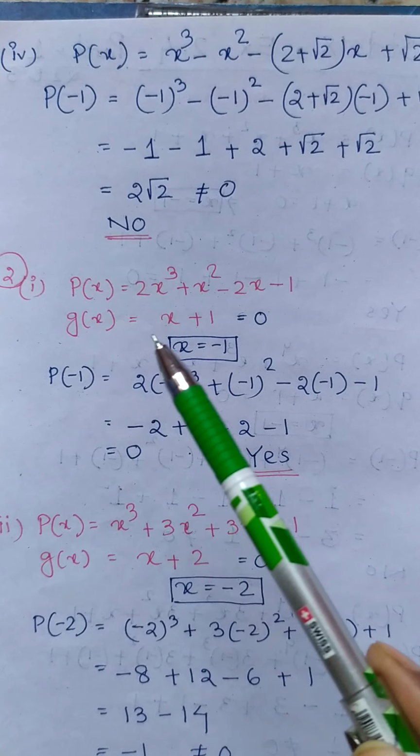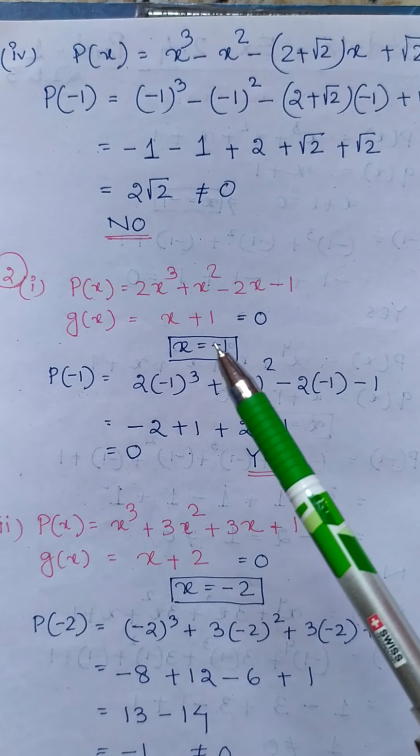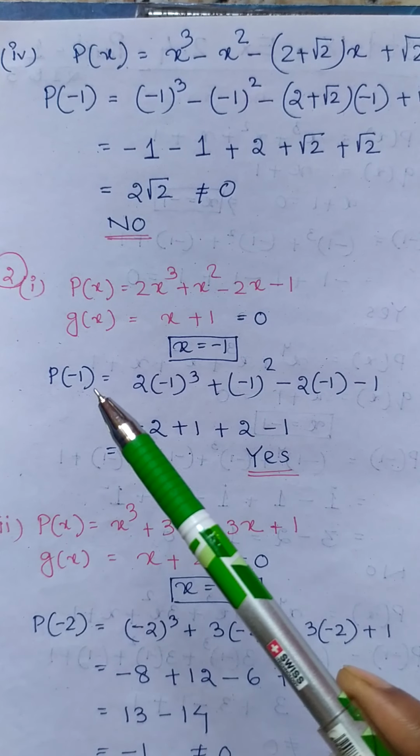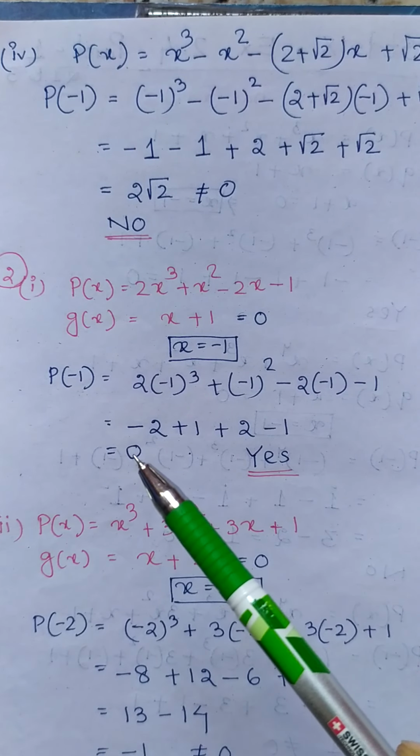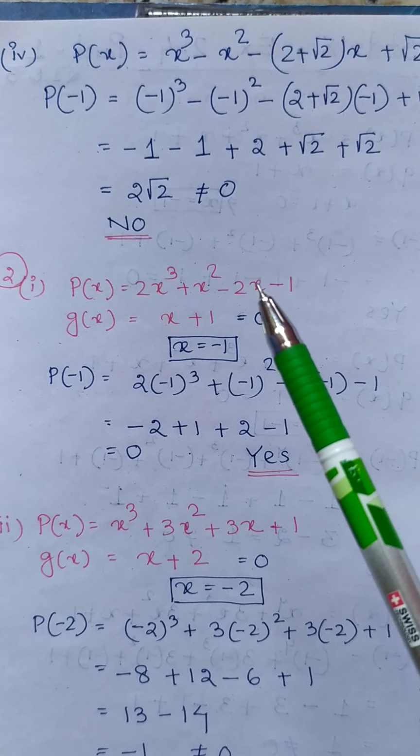So here our g of x is equal to x plus 1. Making it equal to 0, x is coming as minus 1. So p of minus 1 will be equal to 0. As 0 is coming, g of x is a factor of p of x.